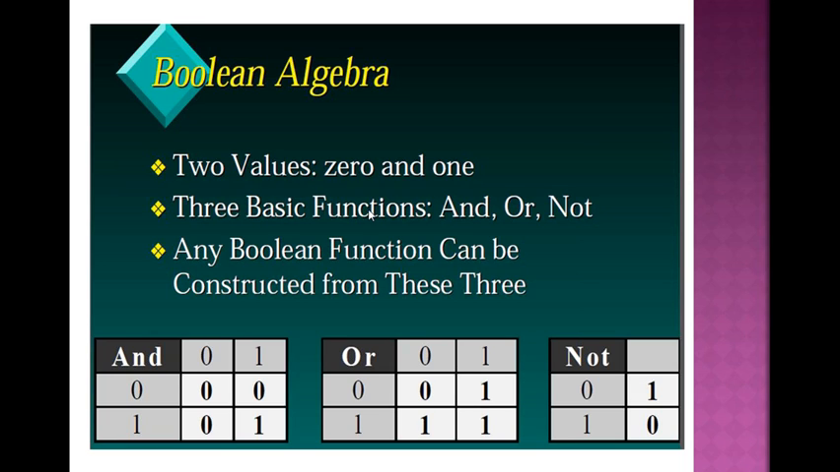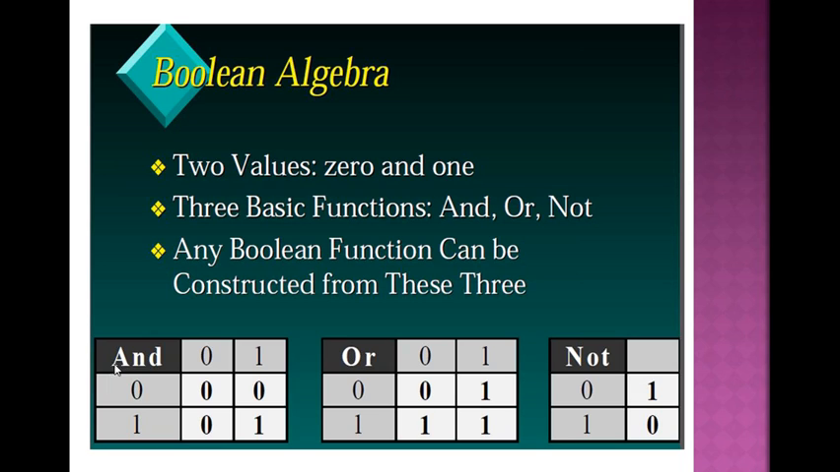means the three important functions, that is AND, OR, NOT. So we can use three basic functions, that is the AND operation, or the OR function, and the NOT function. Next is, any Boolean function can be constructed from these three. Means any Boolean function or any Boolean expression can be represented or constructed from these three functions, that is AND, OR, NOT.